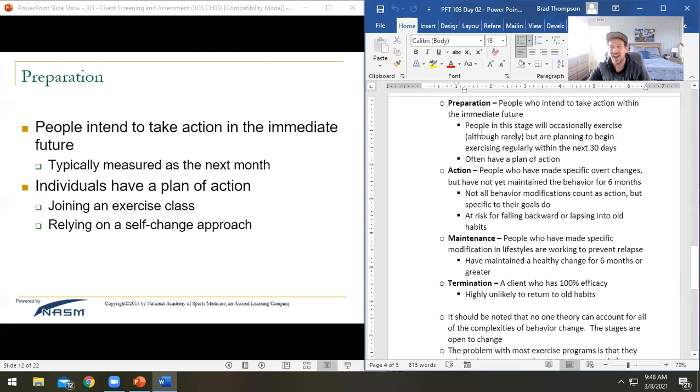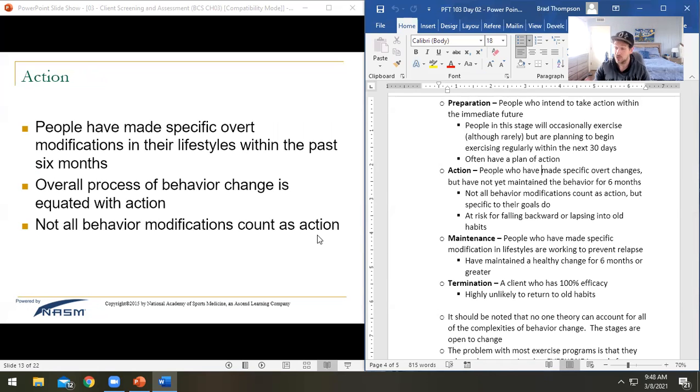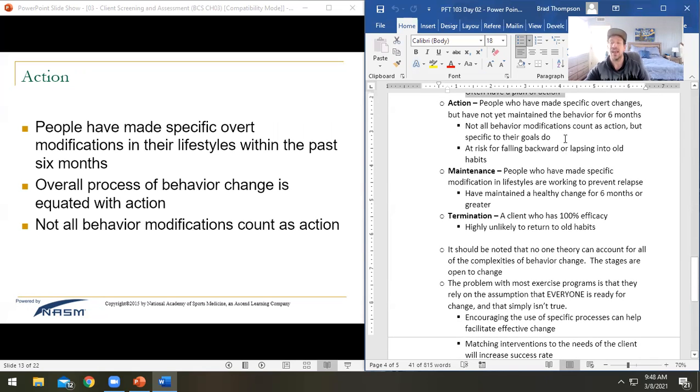Let's do this. So preparation, a lot of times, one of the best things you can do is just create an action plan with them. Get them a plan of action. Be like, all right, here's what we're going to do. I want you to do this, I want you to do this, I want you to do this. It's little bits of homework. That will push someone from preparation into the action stage.